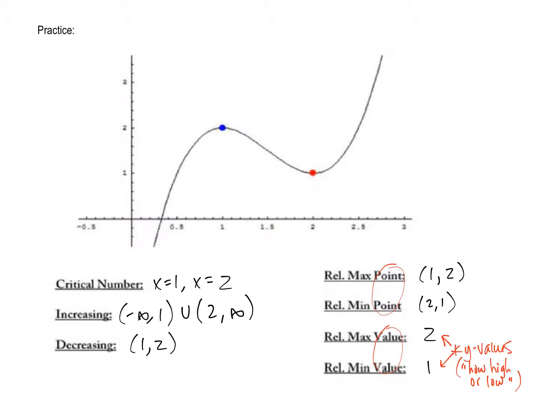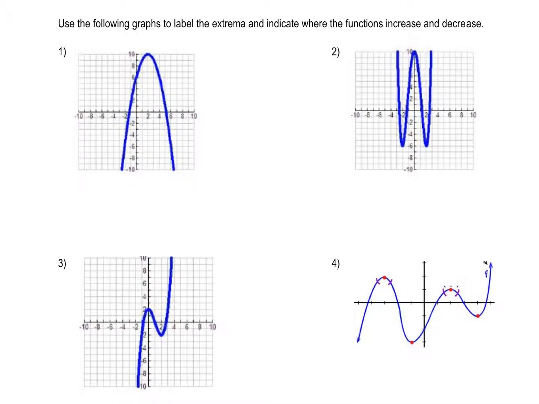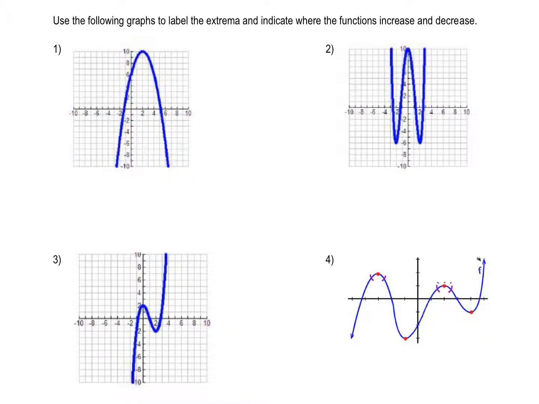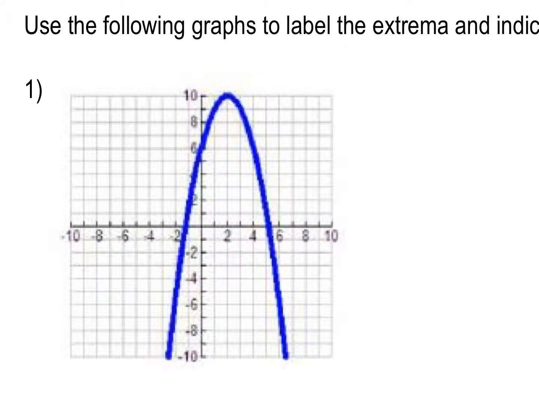Let's do a little bit of practice. Moving on, we are going to label the extrema and indicate where the functions increase and decrease. So this very first example, you can see the roller coaster is very boring. It has one top of the hump right here, which looks like the ordered pair 2, 10. So that is referred to as a maximum, okay? It's a maximum because it is a top of a hump, so it's the highest part of the roller coaster.